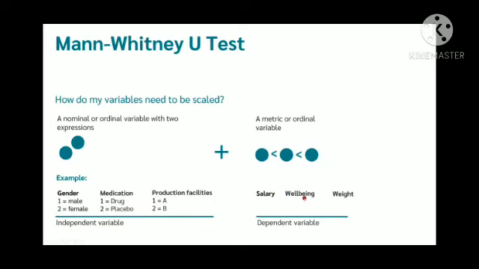How do my variables need to be scaled? We use a nominal or ordinal variable with two expressions. For example, in gender, there is one group of male and the other group of female. In medication, there is one group that receives the drug and the other group that receives the placebo. In production facilities, there are two groups, group A and group B. That is the example of the independent variable. The other side gives the example of the dependent variable, a metric or ordinal variable, such as salary, well-being, and weight.